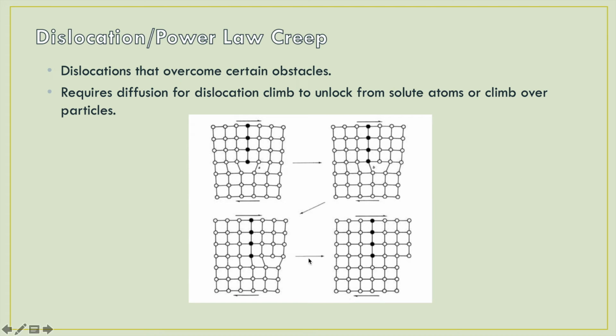Dislocation or power law creep involves dislocations that overcome obstacles such as solute atoms, particles, and dislocation interactions. It normally occurs at 0.6 times the melting temperature at moderate stresses. With that being said, it requires diffusion for dislocation to unlock from solute atoms or climb over particles.